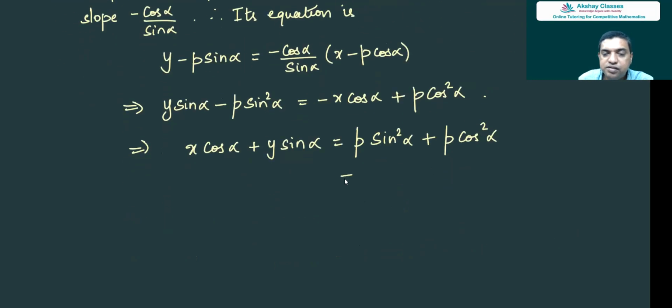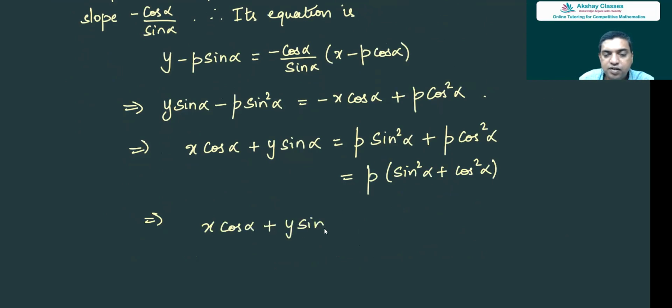So on the right hand side, we can take P common. So we get x cos alpha plus y sine alpha is equal to P.